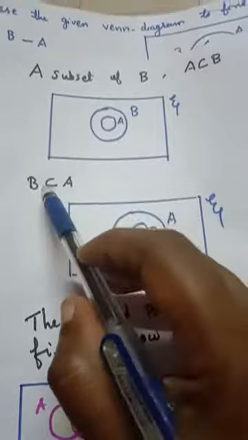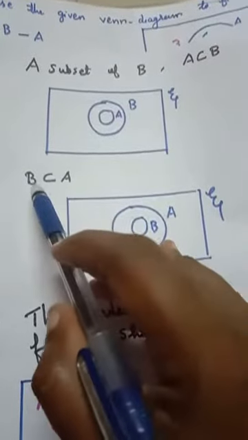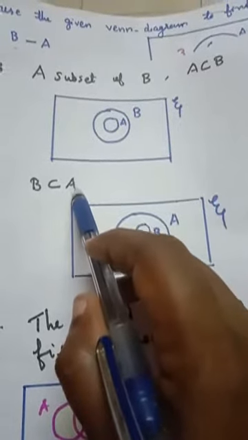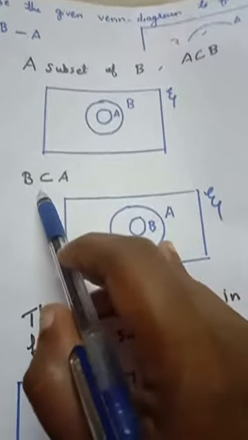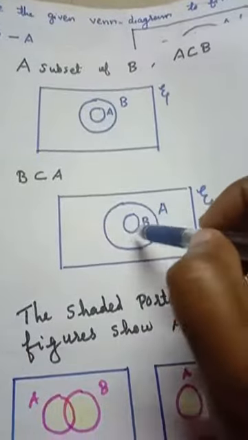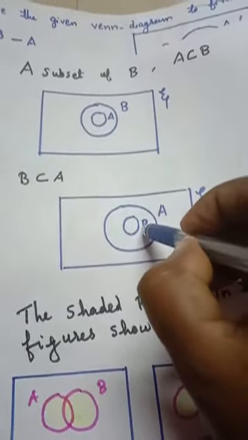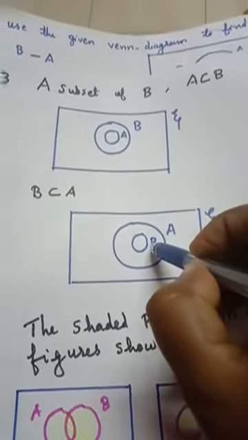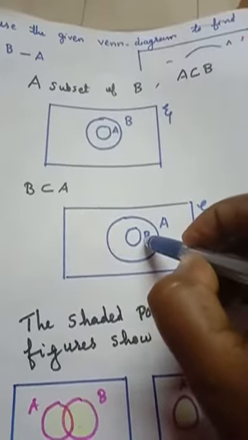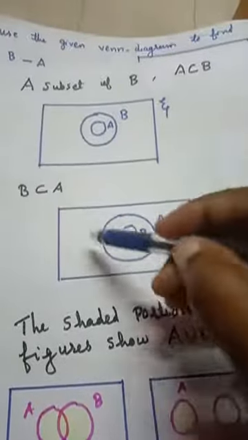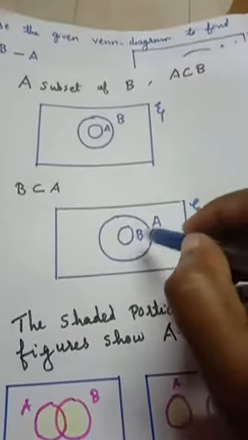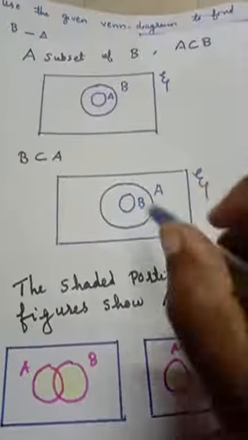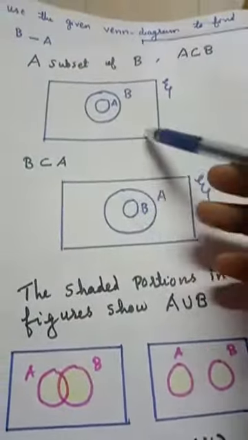B contained in A, or B subset of A, means all the elements of B are included in A. So here A is greater, B is smaller. So first draw A, inside you draw B. B is inside because B subset of A means all the elements of B are present in A. Moreover, A has some other elements also. So A is greater. Then inside you draw B. This is the Venn diagram for subset.